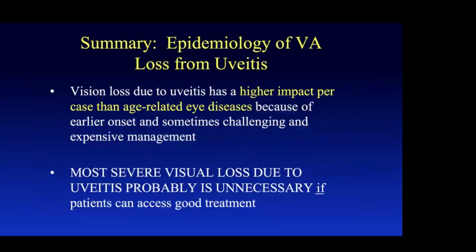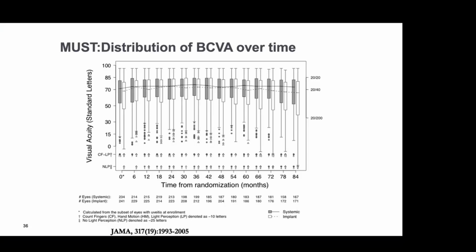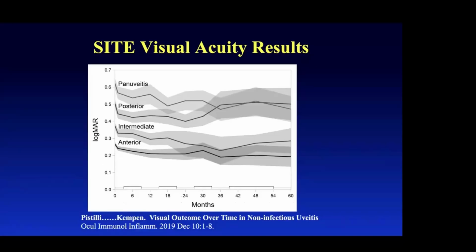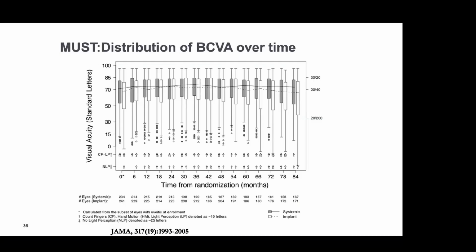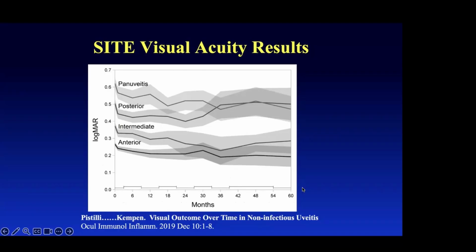And it has a higher impact per case than age-related eye diseases. So if you were to look at years of vision loss, it would be relatively higher than fifth to seventh potentially. We know from the MUST trial and the site cohort study that patients under treatment can do well over time, doing equally well by 7 years as at baseline, and here showing improvement over 5 years for most of the cases except posterior, where maybe there was choroidal neovascularization more often, where it was back to baseline at 5 years.